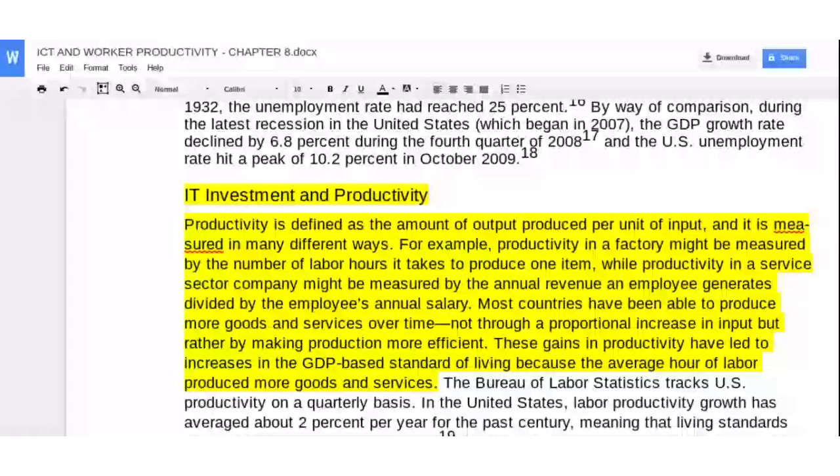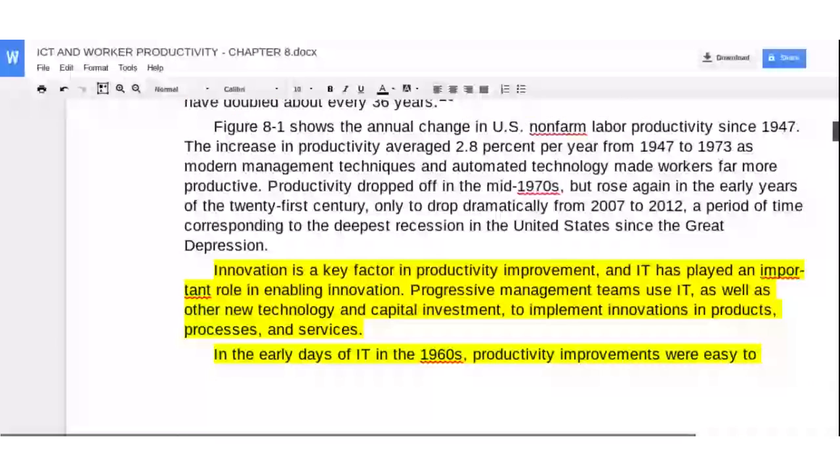So let me move somewhere here. It says that these gains in productivity have led to increases in the GDP-based standard of living, because the average hour of labor produces more goods and services. Of course, it is arguing that ICT has possibly impacted productivity positively. When we think about automation, we are probably able to produce more within a shorter time, or produce the same but with fewer employees. If you are producing the same with fewer employees, it means the company is keeping more profit, and that would be looked at as positive as far as productivity is concerned.